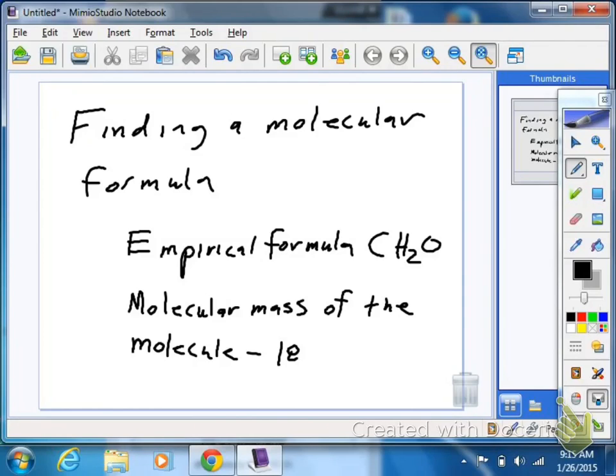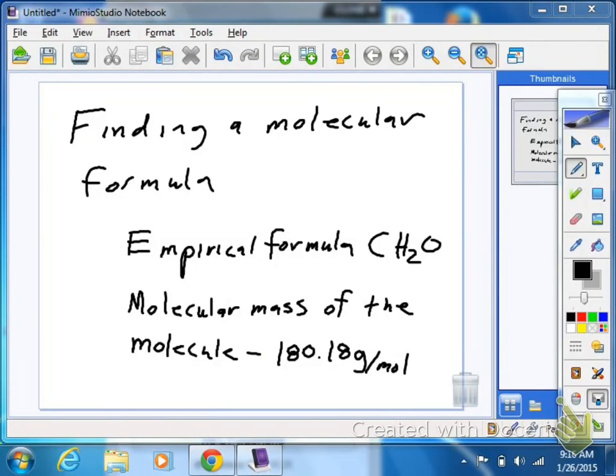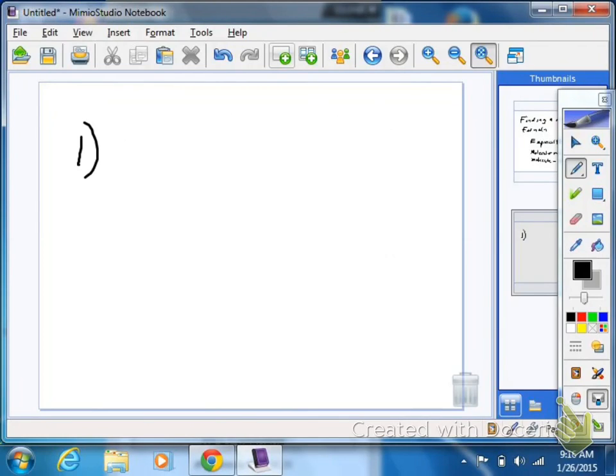So, for this molecule, the molecular mass is going to be 180.18 grams per mole of molecules. Now, if you look at this formula, if you add those all up, you're not going to come up with 180. So right there, you can look at that and go, there are some extra steps I'm going to have to do to find a molecular formula. The first thing I'm going to have to do is find the empirical formula mass.